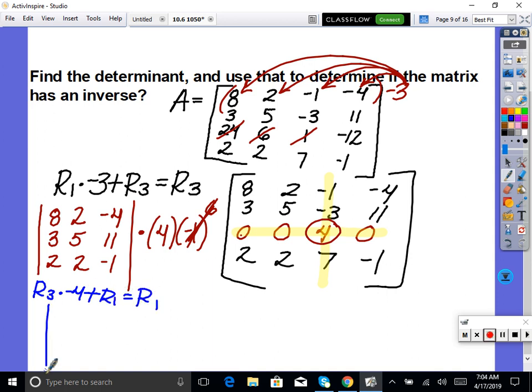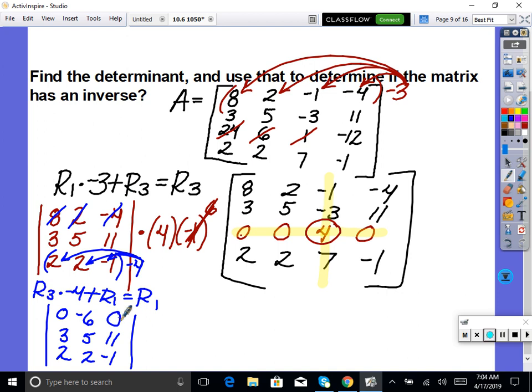So then that would be 3, 5, 11 didn't change, 2, 2, -1 didn't change. So we're going to take row 3, times it by -4. -4 times 2 is -8. -8 plus 8 is 0. -4 times 2 is -8. -8 plus 2 is -6. -4 times -1 is 4. 4 plus -4 is 0. So now I can just go ahead and use that row.